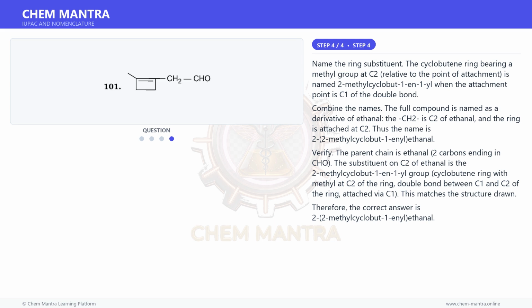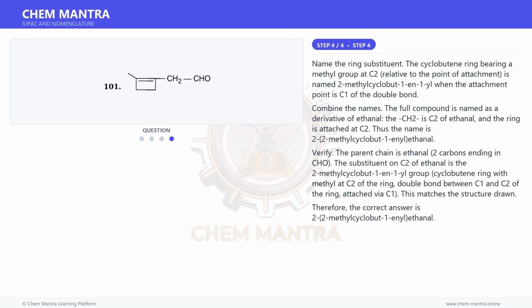Combine the names. The full compound is named as a derivative of ethanal, the CH2 is C2 of ethanal, and the ring is attached at C2. Thus the name is 2-(2-methylcyclobut-1-en-1-yl)ethanal. Verify. The parent chain is ethanal, 2 carbons ending in CHO.